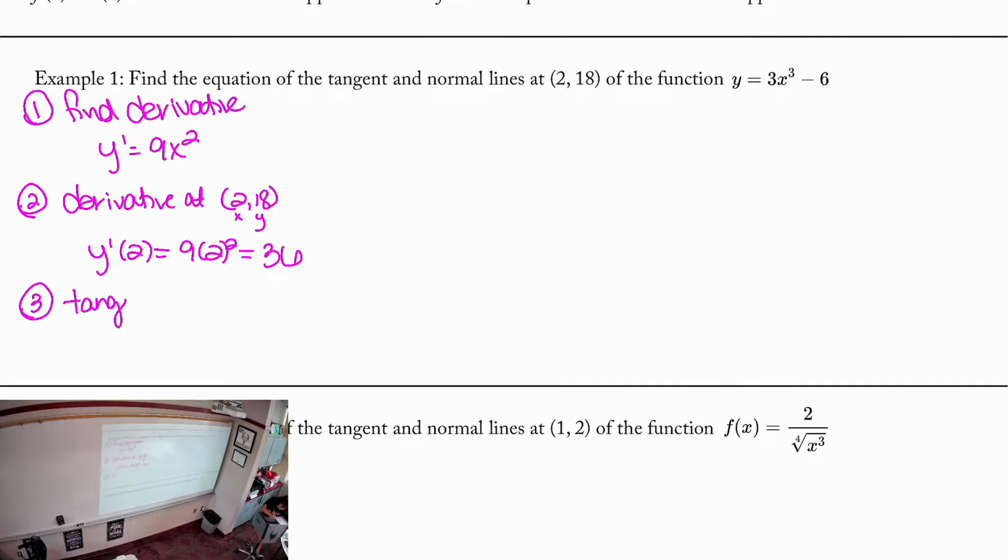So then your tangent line in point slope form: y minus y1 equals m times x minus x1. So y minus 18 is equal to 36 times x minus 2. I put a y of 2 because I put function notation. It's like f of 2.